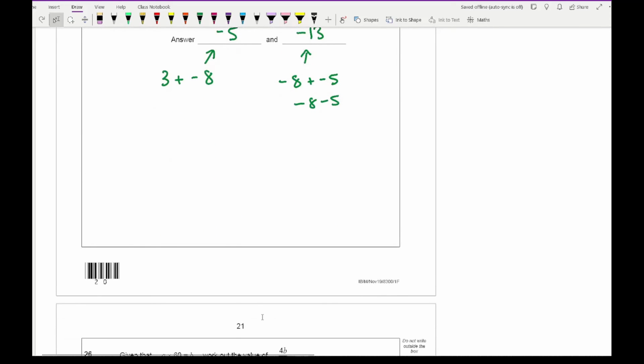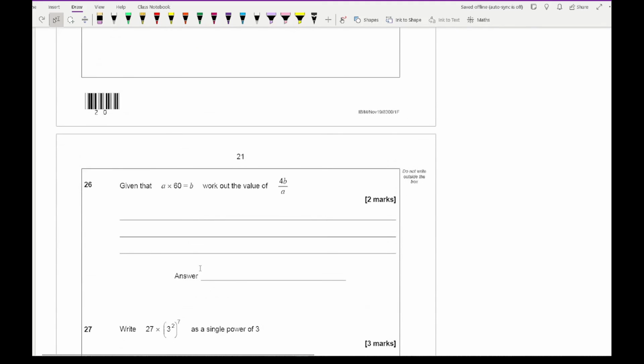And then moving on to our next question, it says given that a times 60 equals b, work out the value of 4b over a. Now for this, what we need to do is just substitute this for b. Another way of writing that is 60a. So if I do that, instead of writing b, I've got 4 times 60a over a. If I simplify the top, I just multiply the numbers with the numbers, so that gives me 240a over a. And as I've got a at the top, a at the bottom, it just cancels out, so my answer is 240.